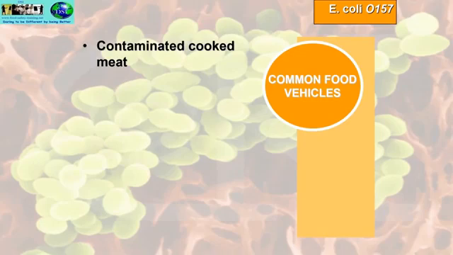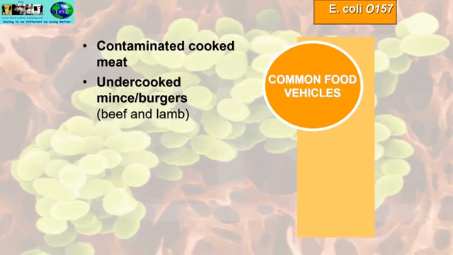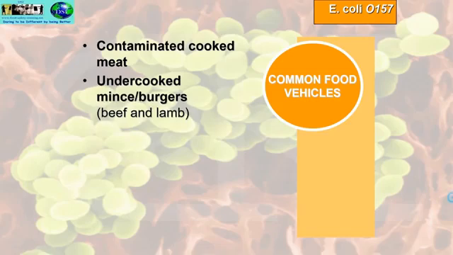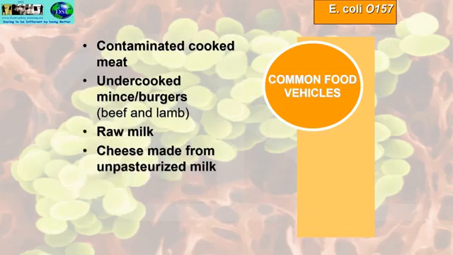Common food vehicles: contaminated cooked meat, undercooked mince or burgers. Again, I was on holiday recently in the USA, and when you ask for a burger, they ask how you want it cooked, so you can have it undercooked. Which I don't recommend, because most minced beef, if not all minced beef, will contain E. coli 0157. So you need to cook your burgers to at least 63 degrees C, preferably up to 75, as per the Food Standards Agency. Other vehicles: raw milk, cheese made from unpasteurized milk, apple juice, and salad vegetables.